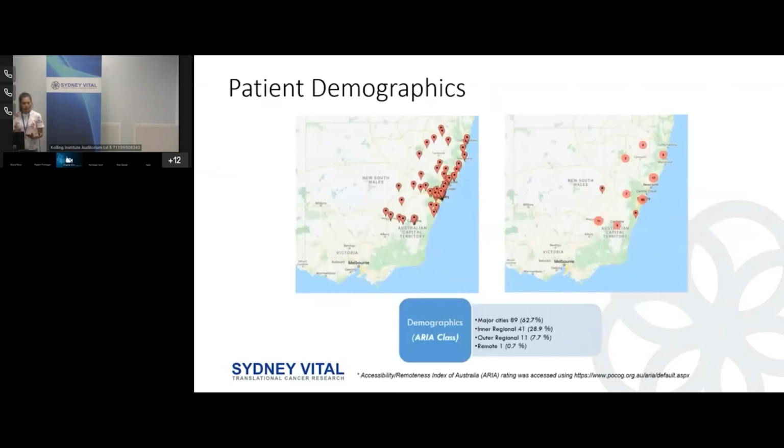So if we look at our patient protocol, this does impact a significant amount of our percentage, where you can see nearly 30% of our patients are from the inner regional areas and 8% from the outer regional areas. So this is saving them a lot of travel time going to our center to get the mid-cycle scan.